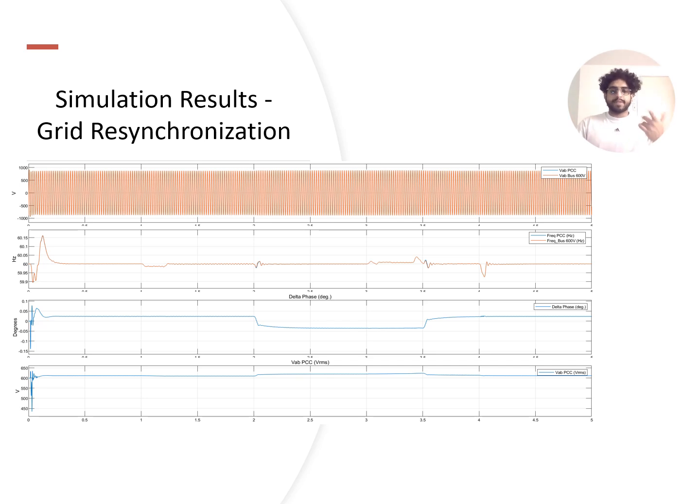For example, it's clearly seen that the PCC voltage remains stable at 600 volts and the frequency is consistent at 60 hertz, regardless of irradiance changes or whatever happens within the system. The phase difference adjustments are also minor, staying between plus or minus 5 degrees, which makes it clear that there's a successful synchronization effort.